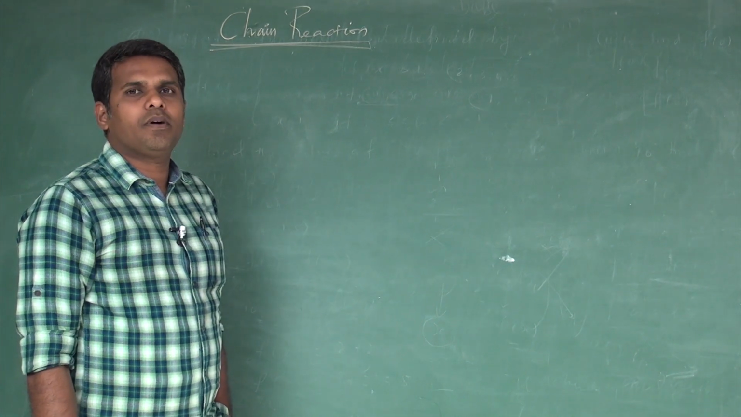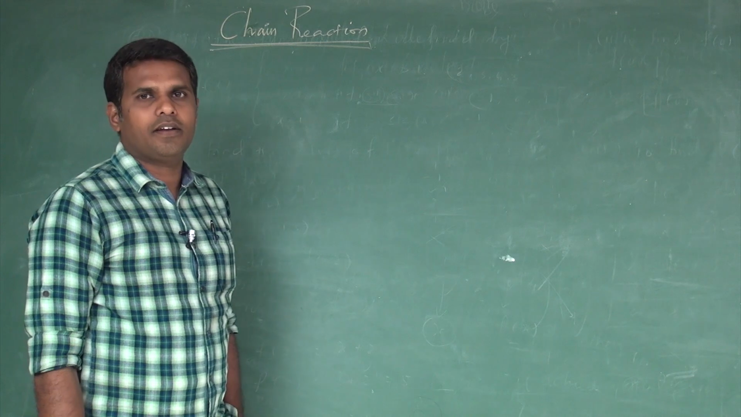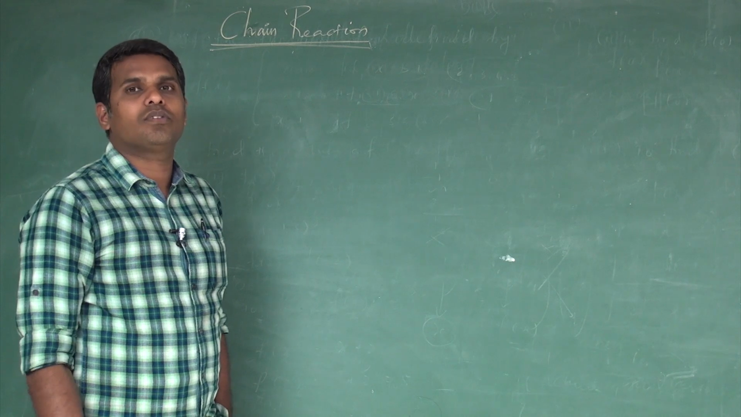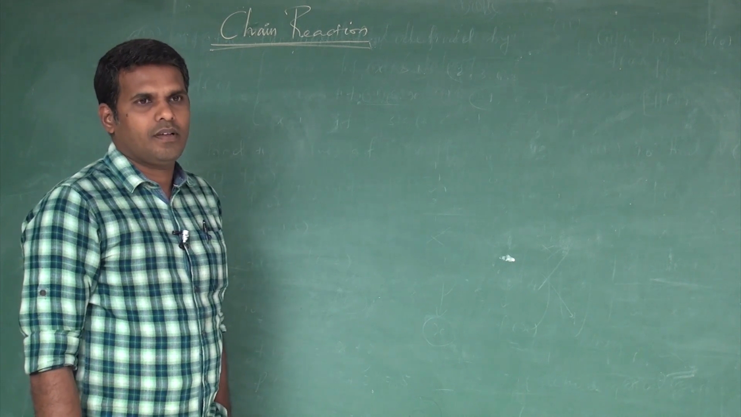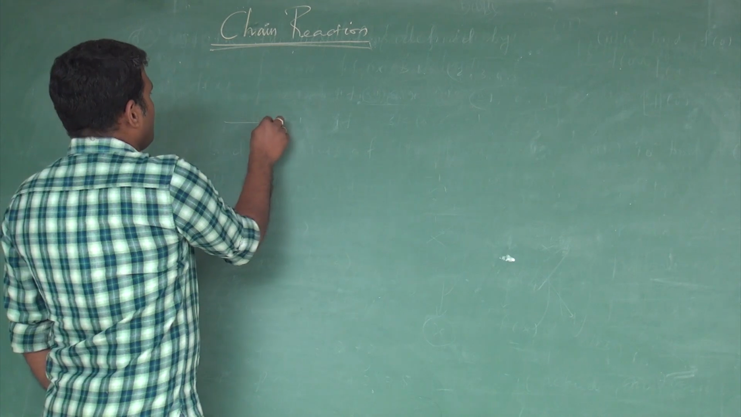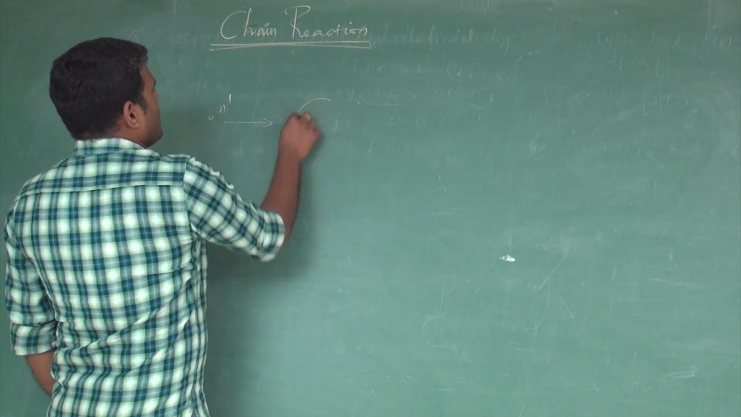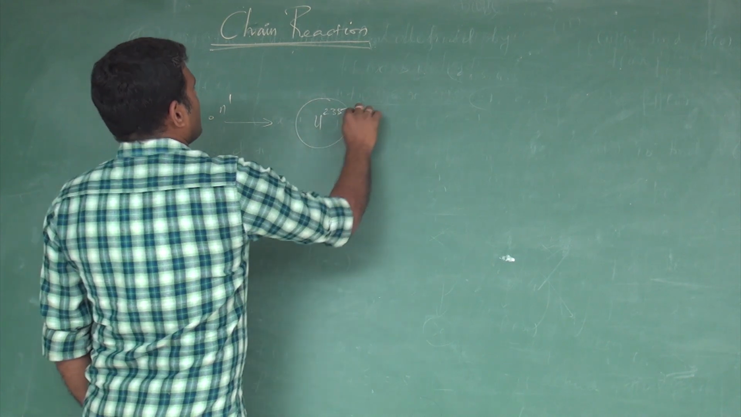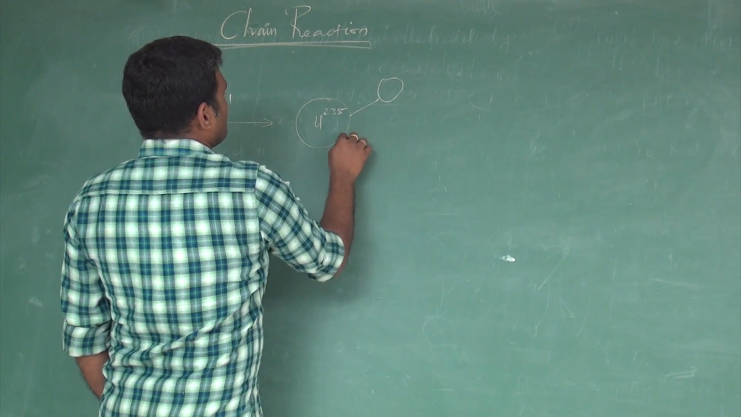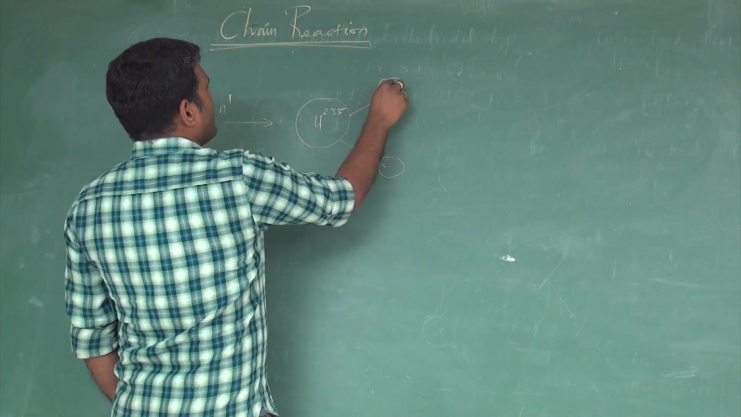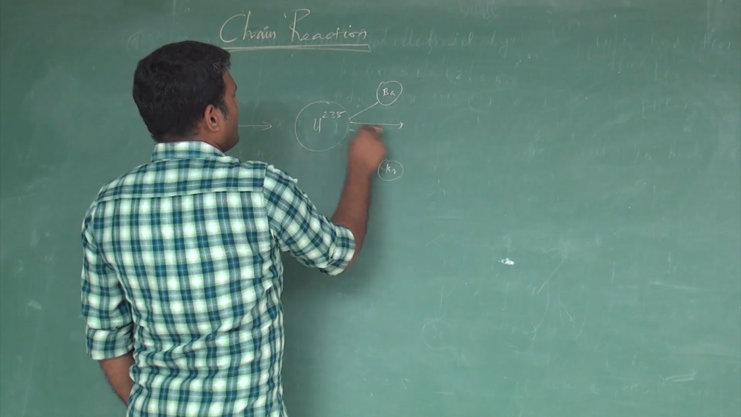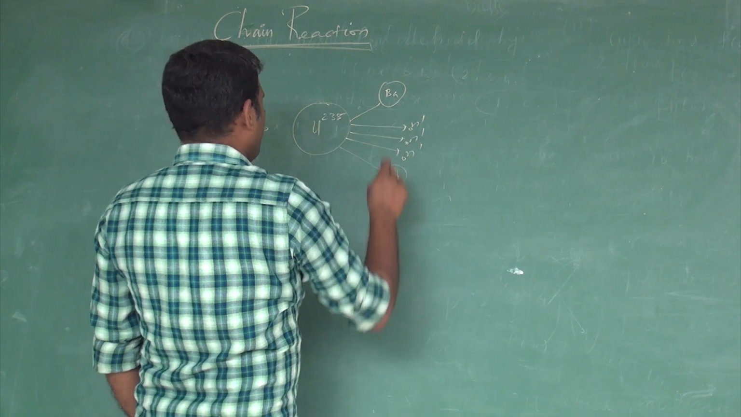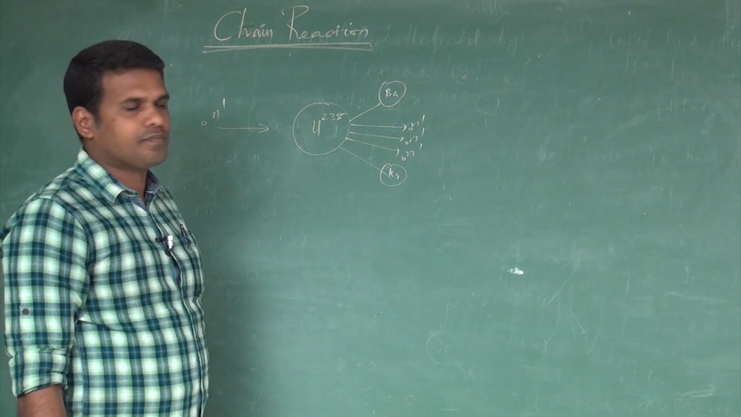The phenomenon of splitting up of heavier nucleus into 2 or more lighter nuclei of comparable masses with release of large amount of energy along with the 3 neutrons is called nuclear fission. So what will happen if a neutron bombards a uranium-235 nucleus? It gets split up into 2 fission fragments. One is barium, another one is krypton, along with the release of 3 neutrons. This is what we called as nuclear fission reaction.